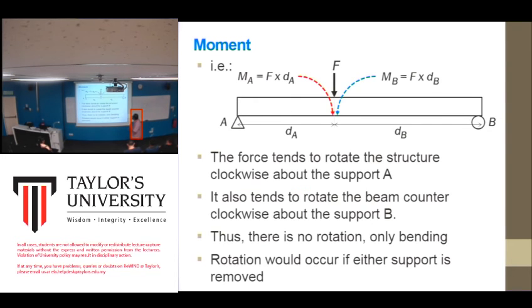Okay, first we start with moment. In order to calculate the reaction, we need to start with moment. As you can see here, this is a beam that has supports. On top of it is a force, a point load. The force tends to rotate the structure clockwise about the support A. Clockwise. If B, so anti-clockwise.